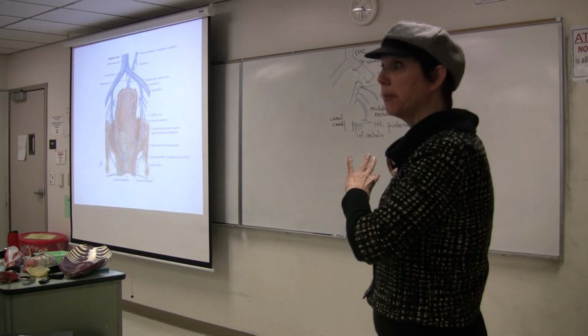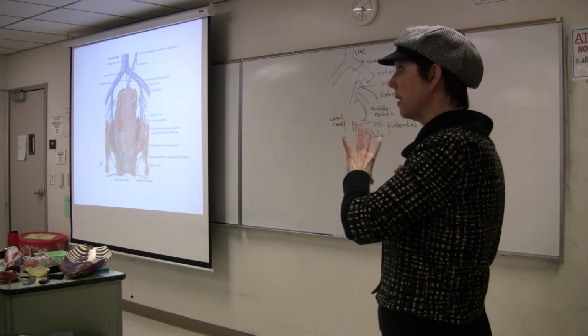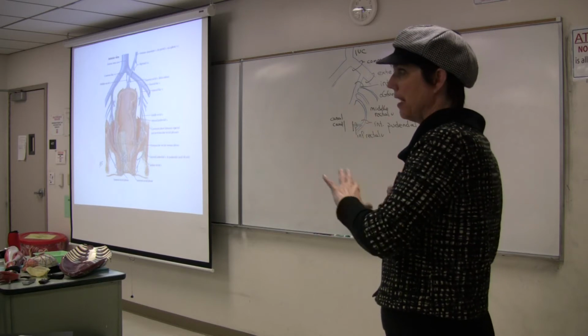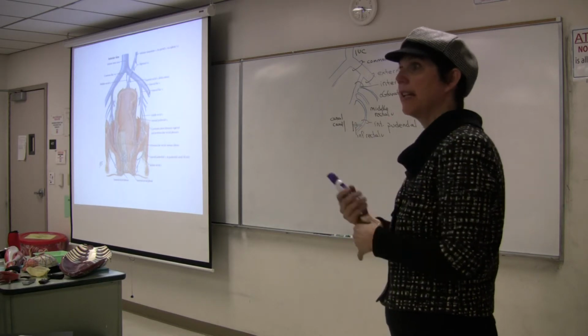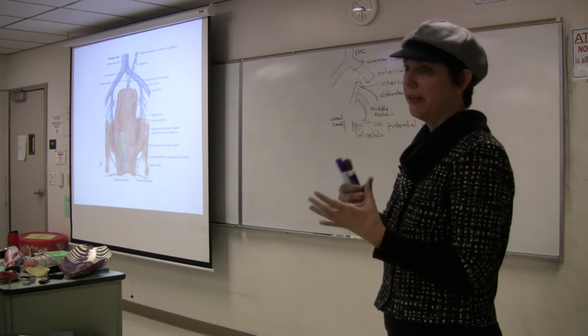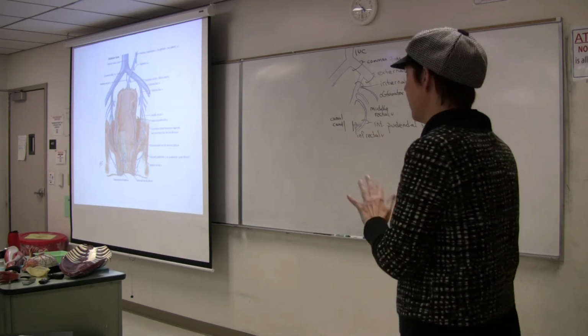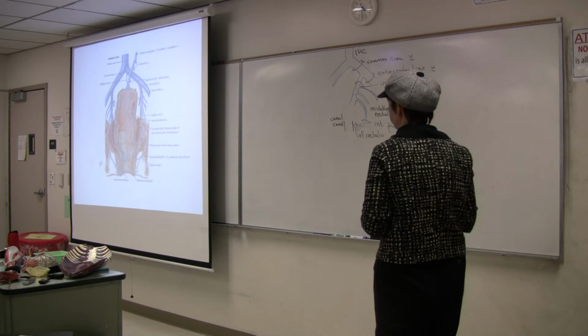And that's traveling with the pudendal nerve. So if you remember where the pudendal nerve was when we did reproductive anatomy, the artery and vein traveling with it are called the internal pudendal artery and vein, and they're found with the pudendal nerve in the same location.